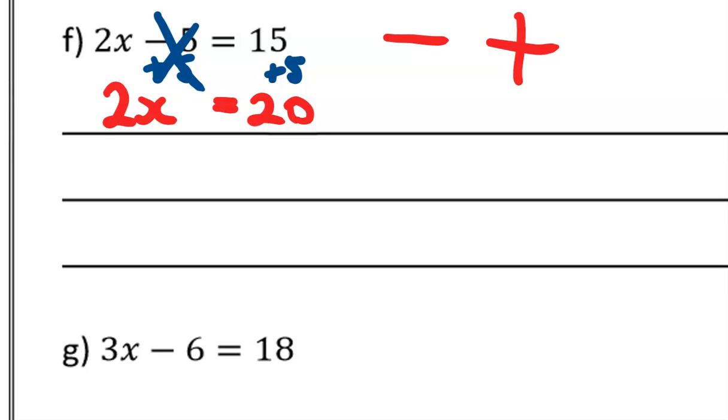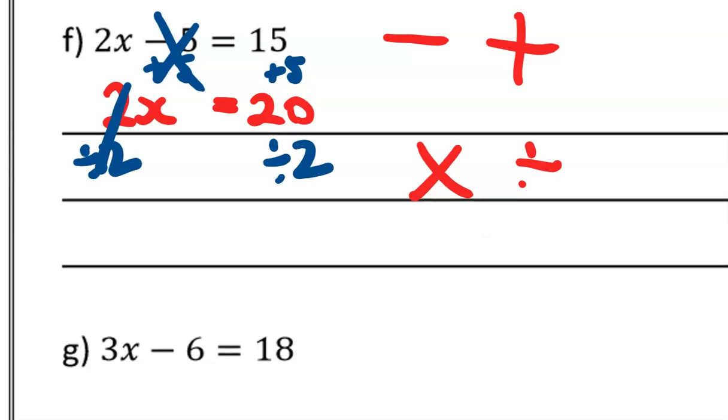Okay, we've got 2 times x. Now, what's the opposite of timesing by 2? The opposite of times is divide. Okay, so the opposite of timesing by 2 is dividing by 2. Let's divide both sides by 2. So, divide by 2 and divide by 2. Now that leaves me with x on the left, and on the right I've got 20 divided by 2 is 10. Okay, so x equals 10.